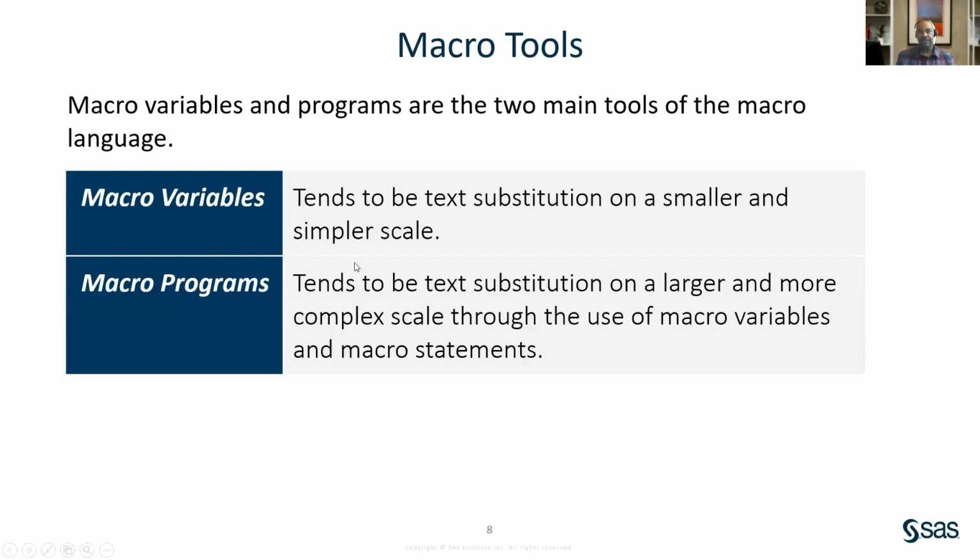Macro variables, as I mentioned, substitute text. It could be a person's name, it could be a table or a list of tables or a list of states, list of countries that we're doing some analysis on. Macro programs also tend to be text substitution to a much larger degree. So you might create a macro program that generates data steps and proc steps conditionally based on data, repetitively.